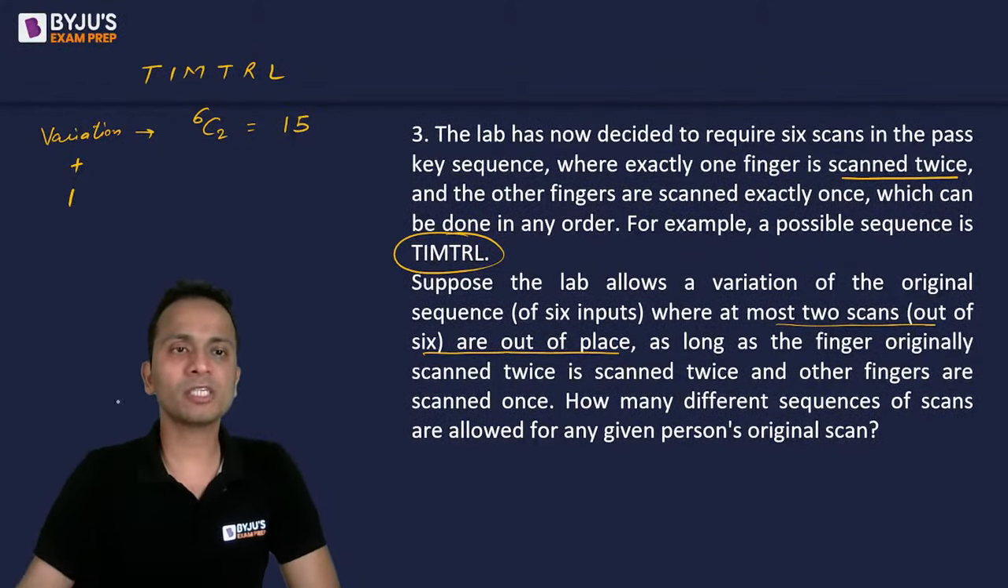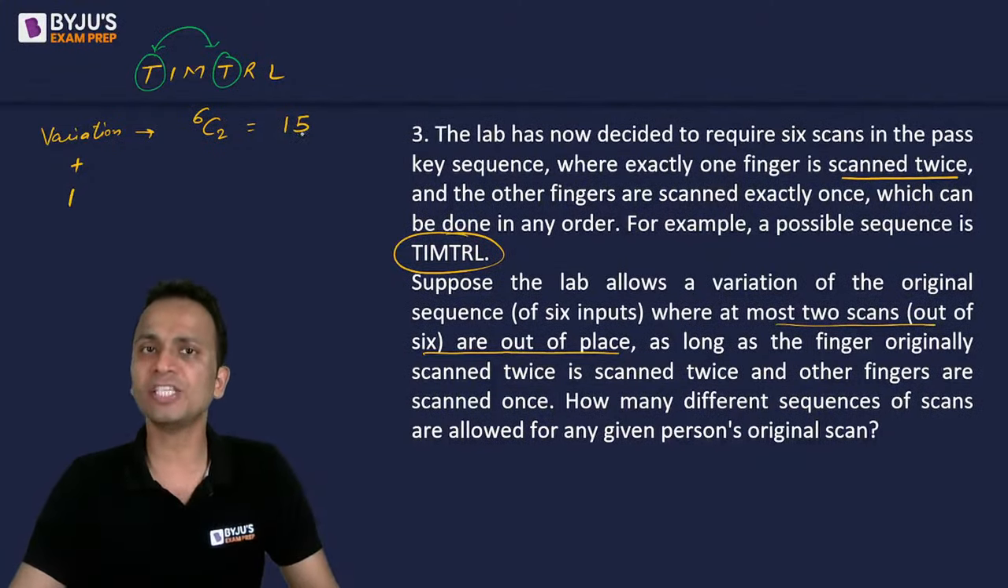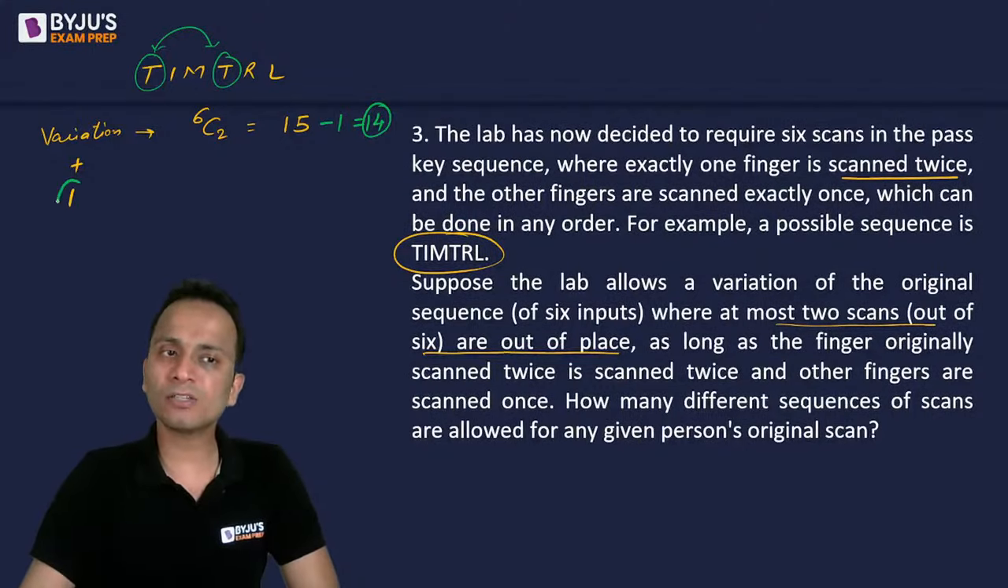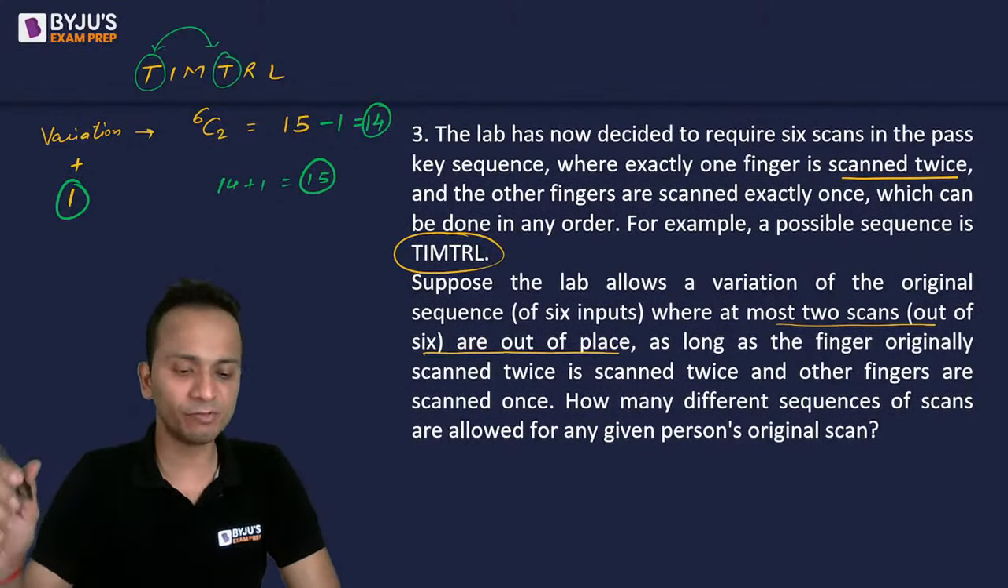But because these two fingers are the same, if I select both of them and interchange them, that will not give me a new variation. Okay, if both T are selected and interchanged, that will not give me any new sequence, so we have to subtract 1. So how many variations will there be? 14 plus the original sequence. So 14 plus 1, the correct answer should be 15 for this question.